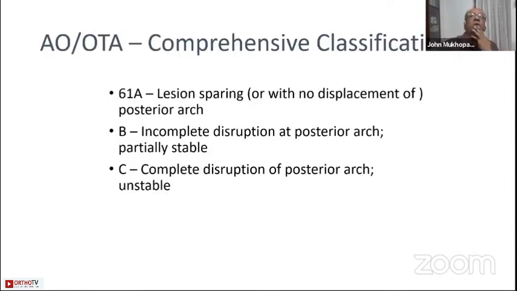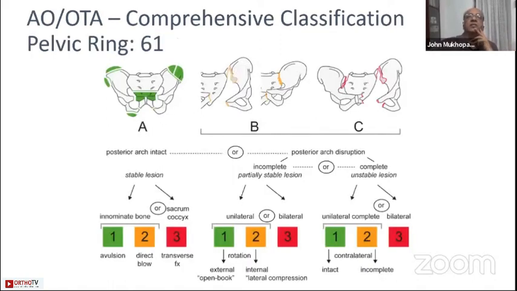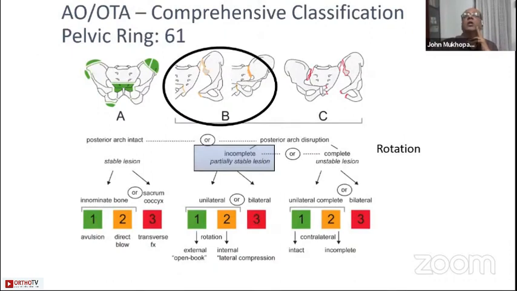Finally, the OTA classification, which is the comprehensive classification. The pelvic fractures are 61. A is what would come as a completely stable fracture, B incomplete instability, and C is completely unstable fracture. So again, rotationally unstable and vertically unstable. In the type A fractures, you would have things like avulsions of the anterior spine or the ischial tuberosity. In the type B fractures, you would have incomplete, partially stable lesions.